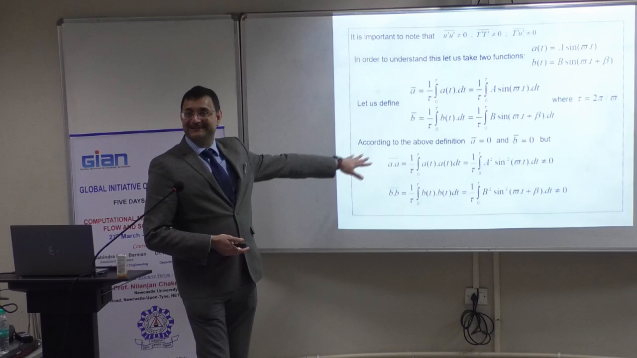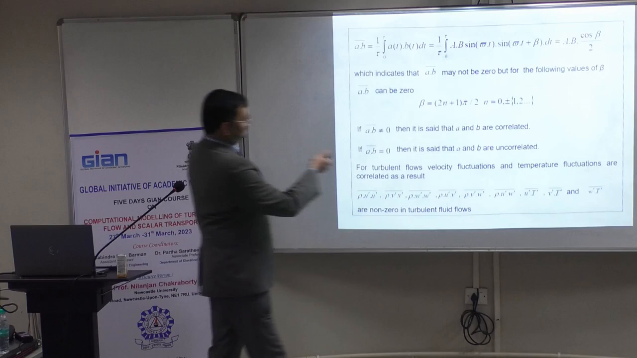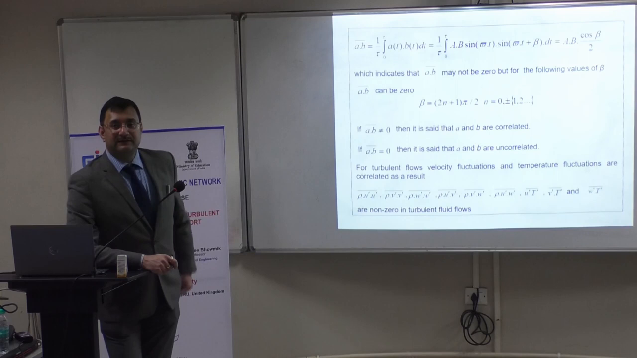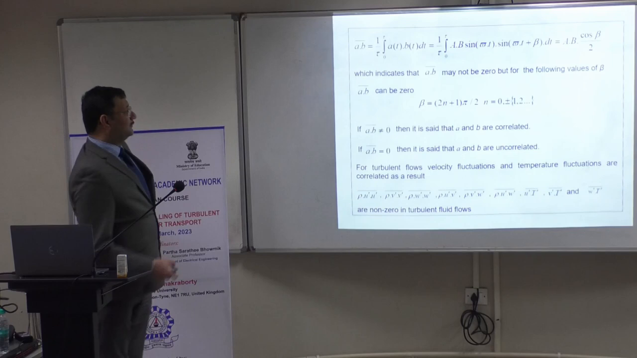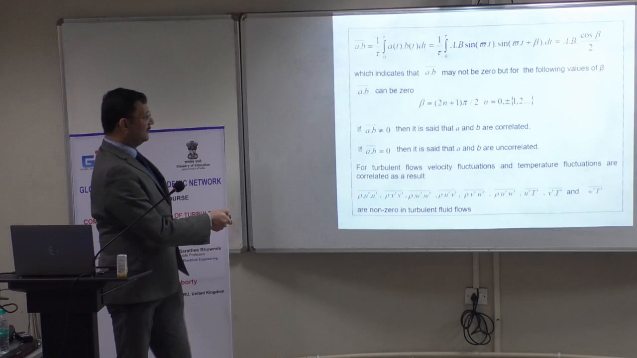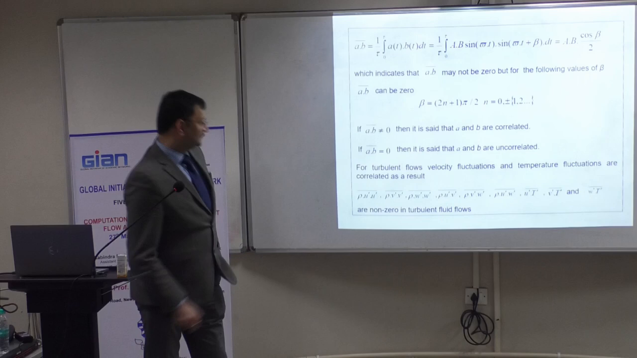Same for the product of two different fluctuating quantities. It may not be zero in this case, as you can see. Okay. So, in the case of turbulent flows, you have correlations of these fluctuating quantities in this manner, and they are all, in general, non-zero in turbulent flows.